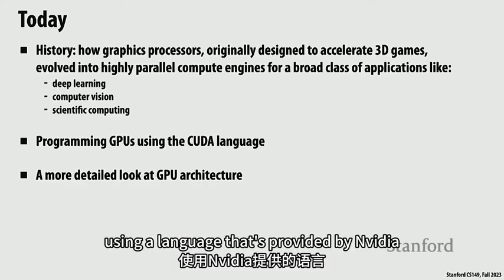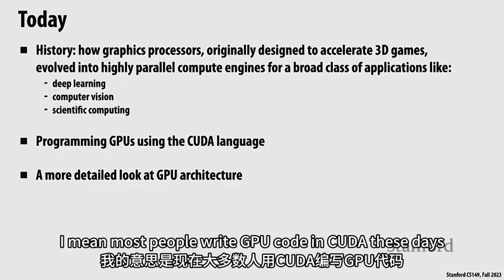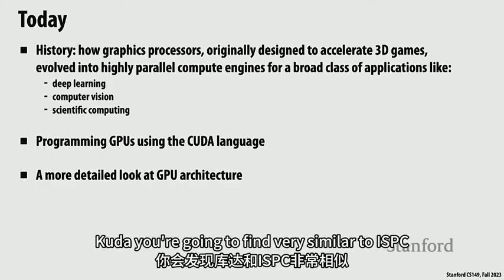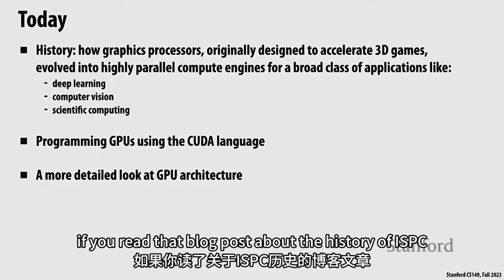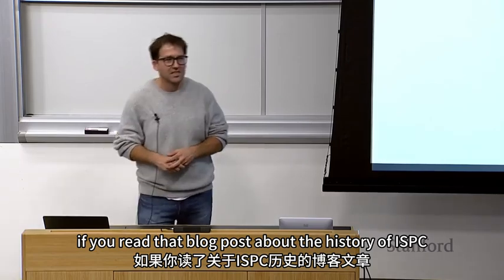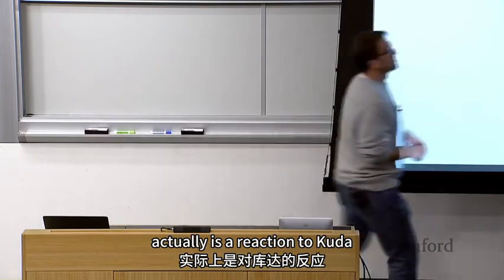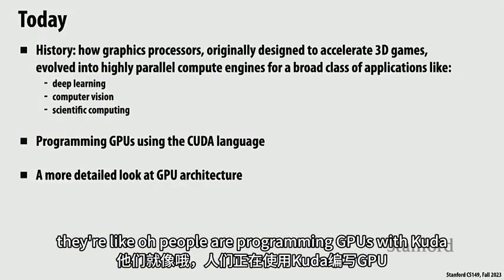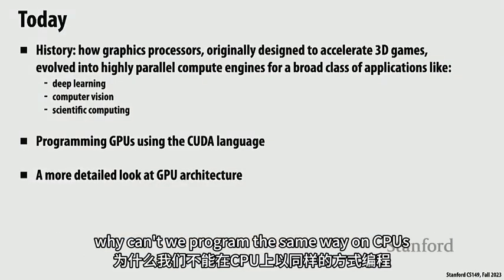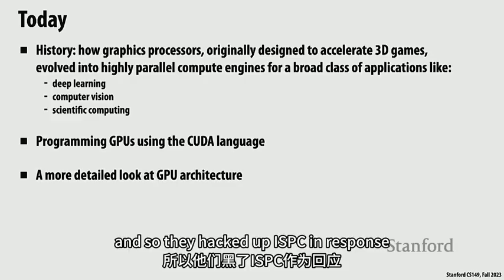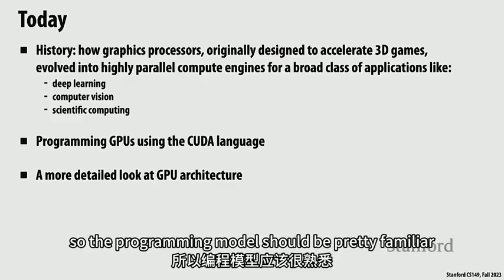Then we're going to do a conversation about how to program these GPUs using a language that's provided by NVIDIA. I mean, most people write GPU code in CUDA these days. CUDA you're going to find very similar to ISPC. In fact, ISPC, if you read that blog post about the history of ISPC, actually is a reaction to CUDA. They're like, oh, people are programming GPUs with CUDA. Why can't we program the same way on CPUs? And so they hacked up ISPC in response. So the programming model should be pretty familiar.